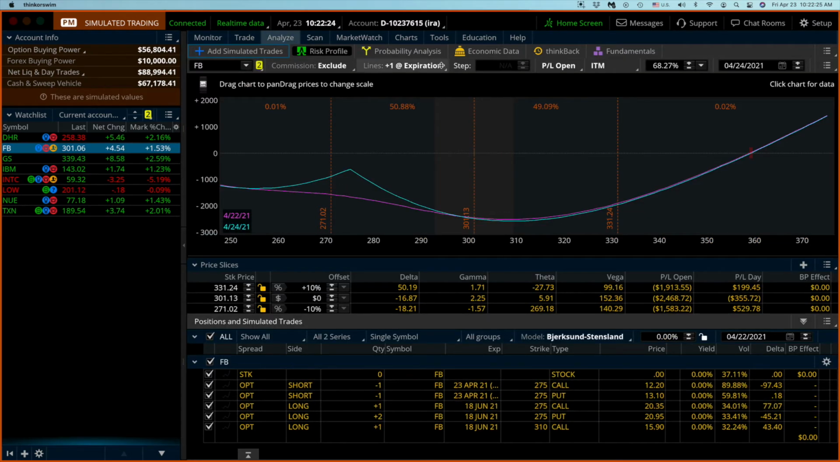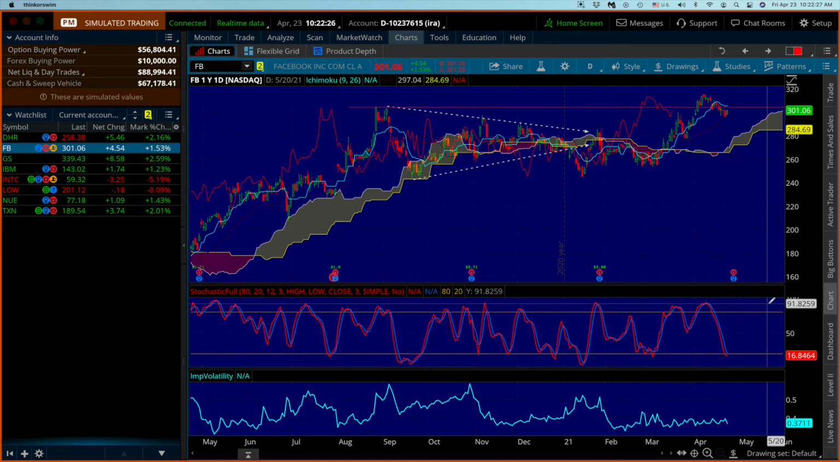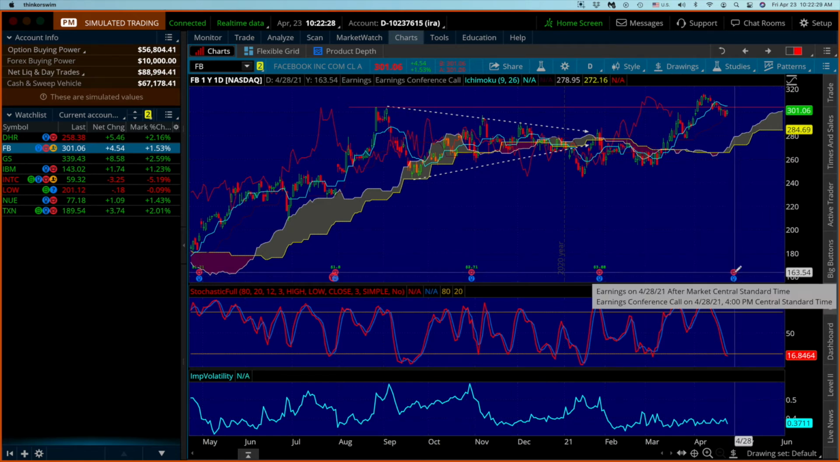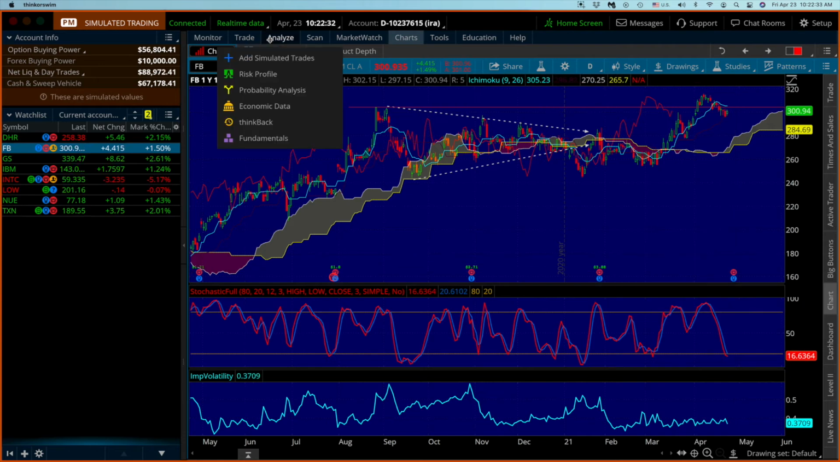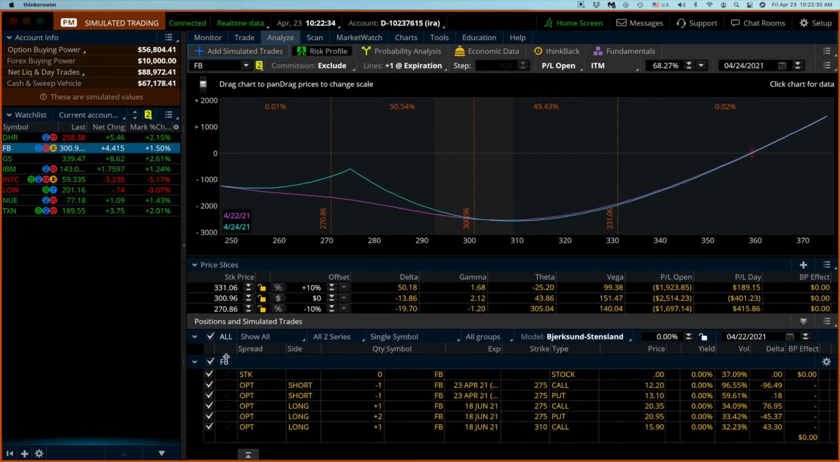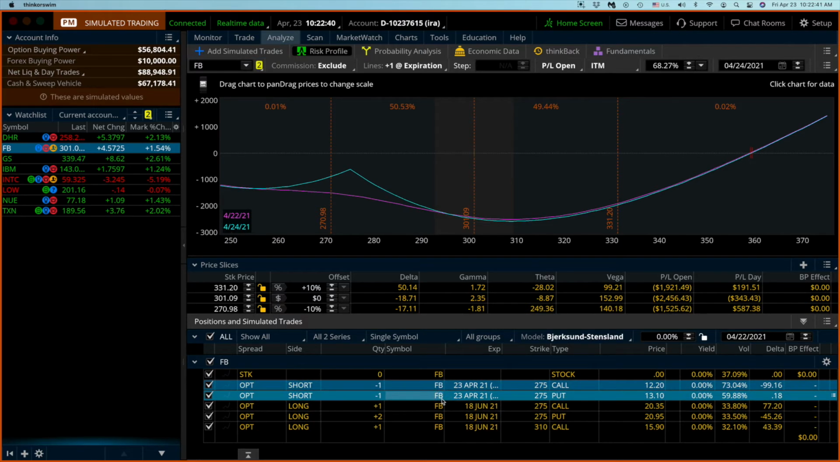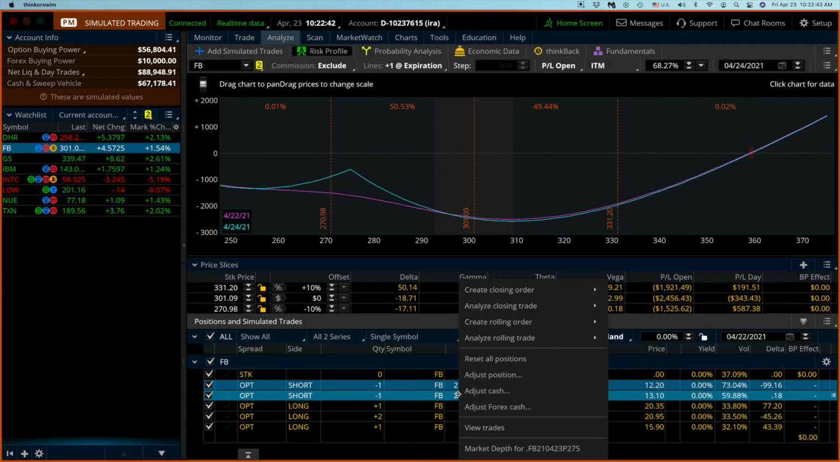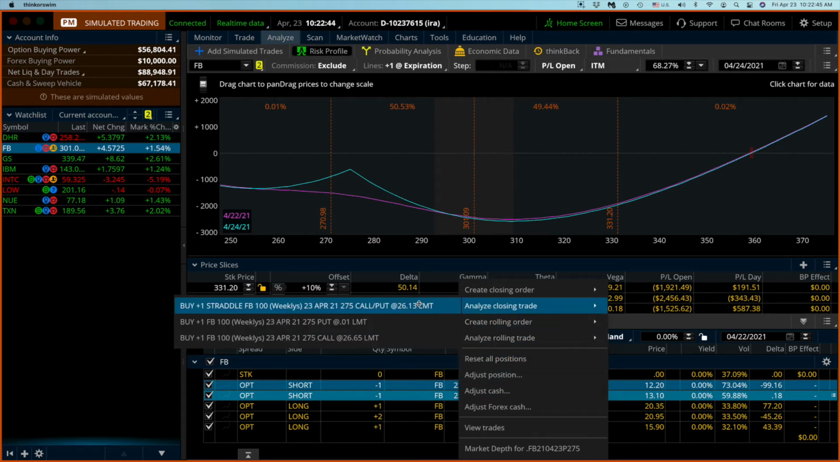All right, what do I do? I'm tempted to just eliminate this because we're so close to earnings. I remember we were making money on this one and suddenly, okay, so let's get out of it by doing this. Select the shorts and say Analyze Closing.